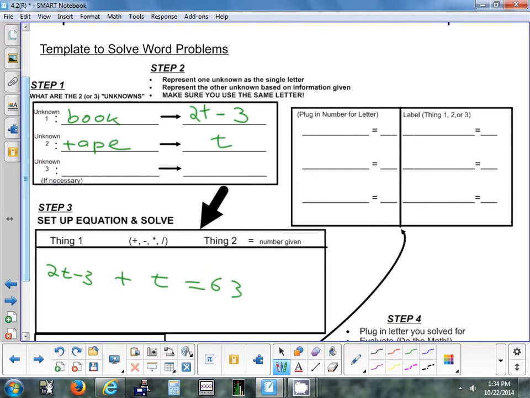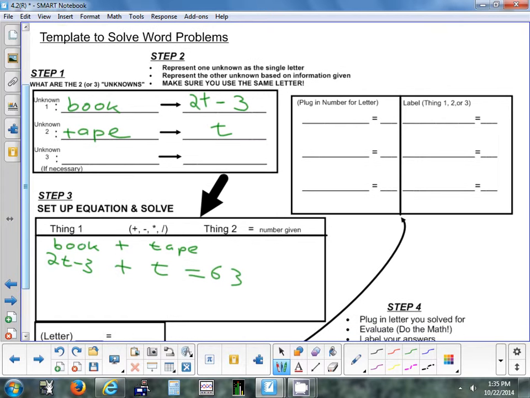63. That's what it says right there. When it says the number given, that's where you want to put it. That's the number it gives you, 63. And again, guys, if you want to label, if you want to write a bubble like Mr. Hager's doing, book and tape, that's fine too. You don't have to, but you can do that too.